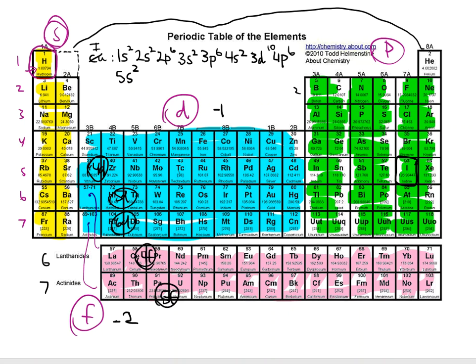I then go to the transition valley. That is my D block, but this is not a 5D. D's fall one behind, so this is a 4D. And I count across: 1, 2, 3, 4, 5, 6, 7, 8, 9, 10. That ends up with cadmium, 4D10.